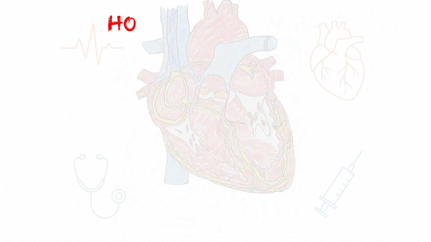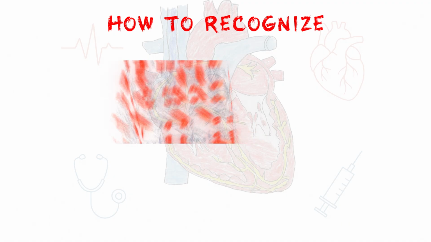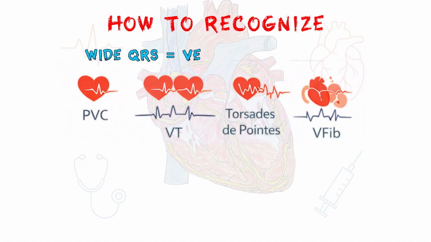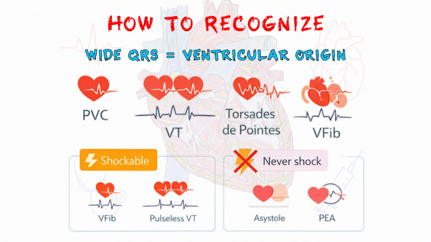How to recognize a ventricular rhythm quickly. Wide QRS, think ventricular origin, or PVC, V-Tach, Torsades, or VFib. If we're talking about a shockable rhythm, think ventricular fibrillation and pulseless ventricular tachycardia. And keep in mind, we never shock asystole and pulseless electrical activity.